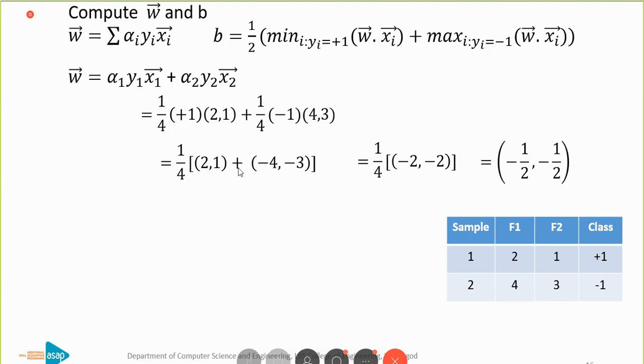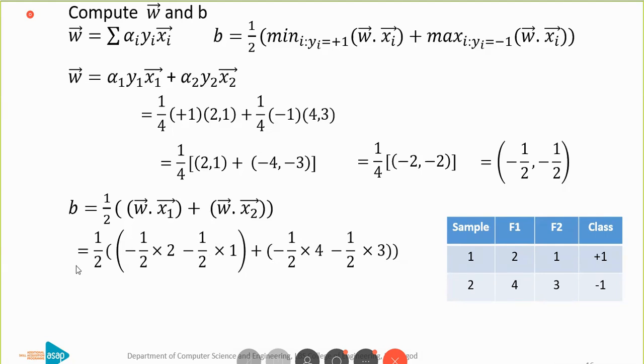Now you have to compute the value of B. We already have this equation for computing the value of B, but it uses minimum and maximum when you have more positive and negative samples. But in this case, we have only one positive and only one negative, so we are not going to use that minimum and maximum over here. What you have to do is just take the dot product of W with the positive sample and the dot product of W with the negative sample. Say if you have one more sample, say 3 positive, then you have to take the minimum in this case. So here it is a direct substitution. So 1 by 2 into, here W is minus 1 by 2, minus 1 by 2.